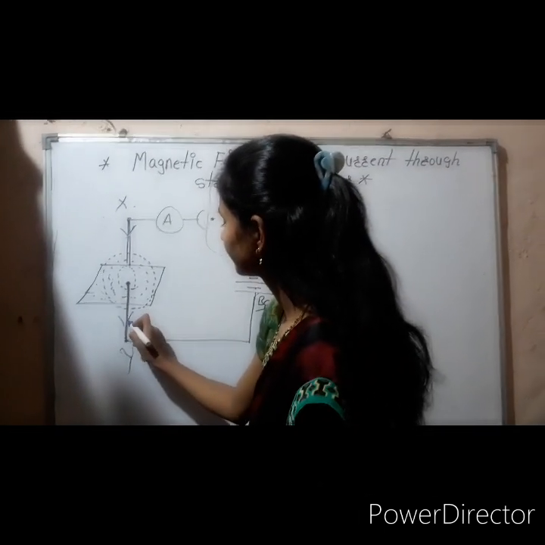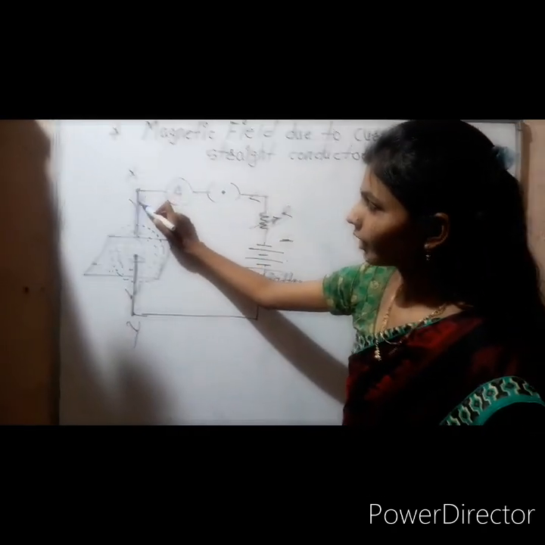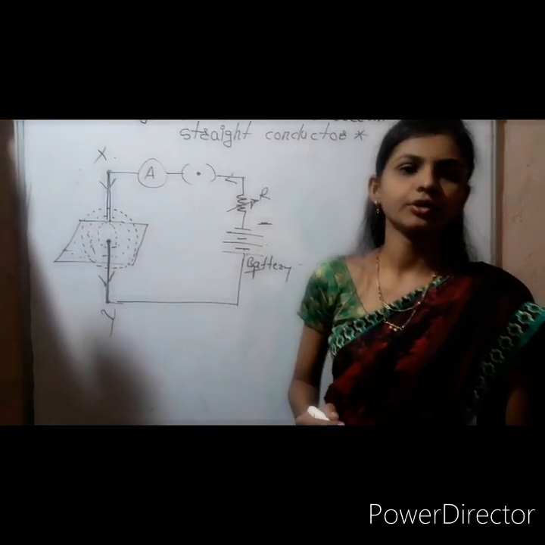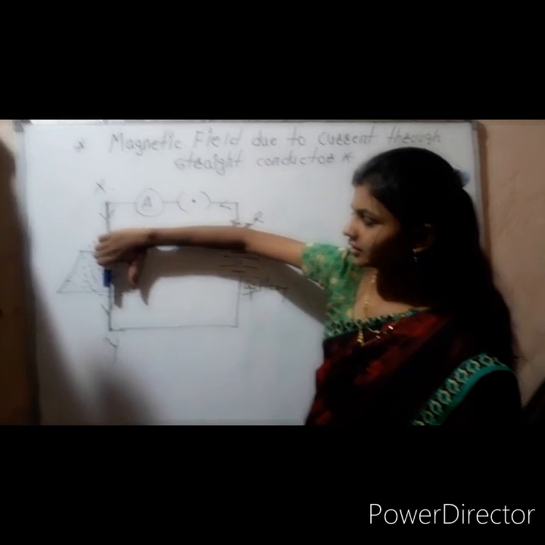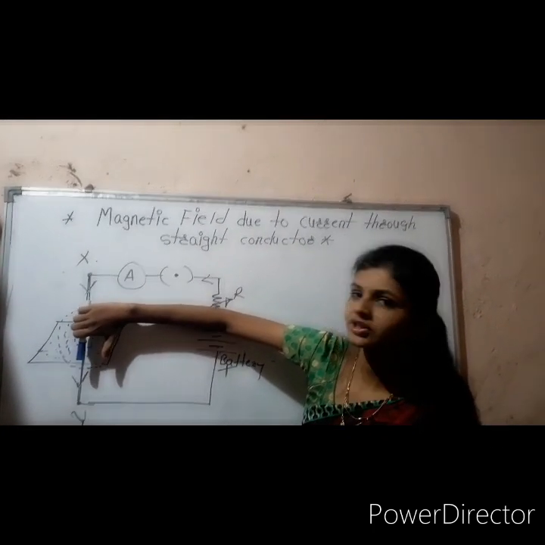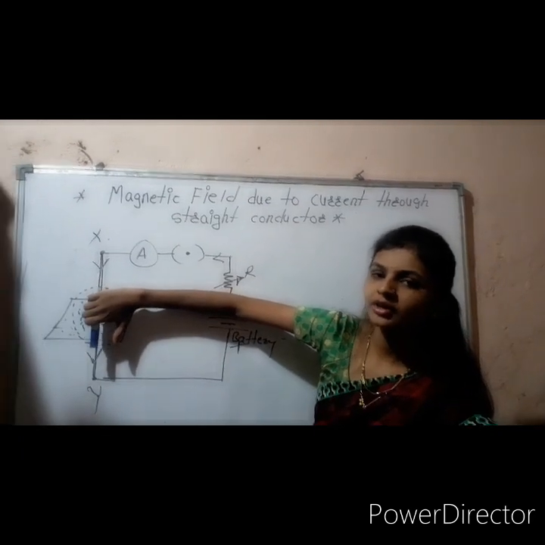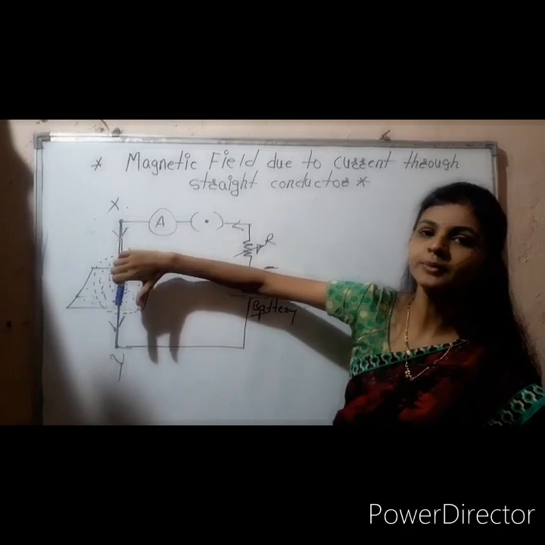In this diagram the current is flowing from upward to downward direction. So here just hold the conductor like this way. It means that the thumb indicates the direction of the current, and the fingers around the conductor indicate the direction of the magnetic field which is produced around the conductor.